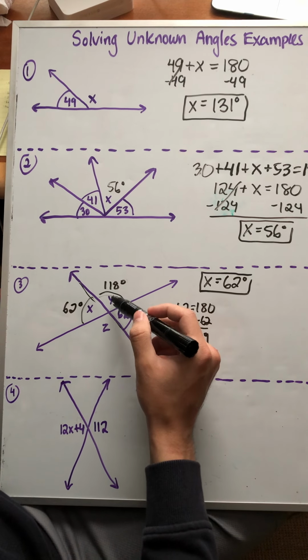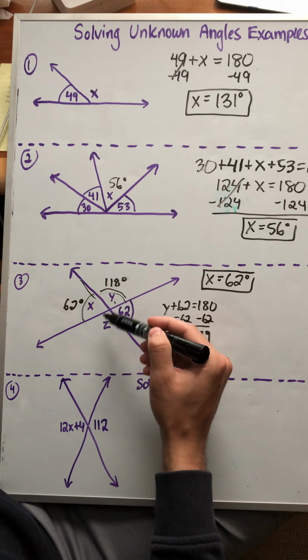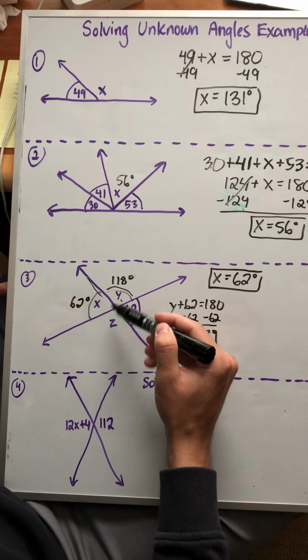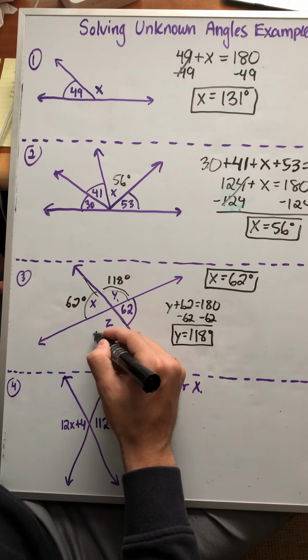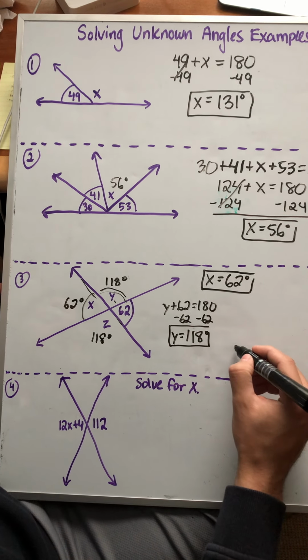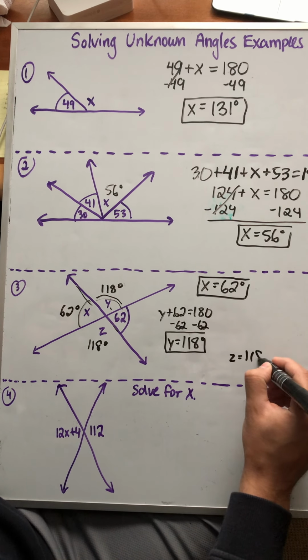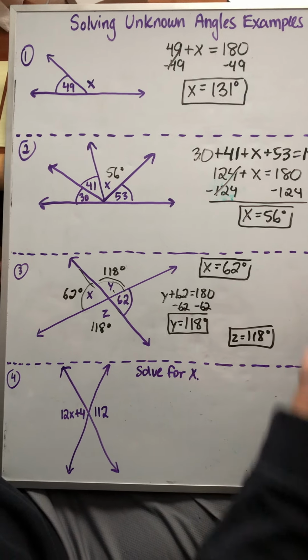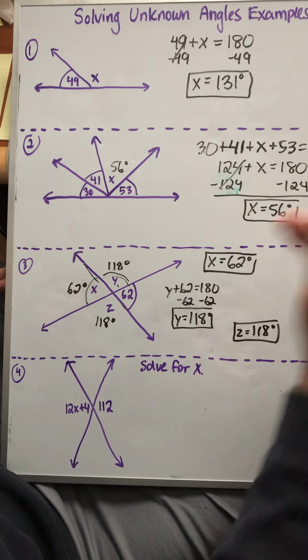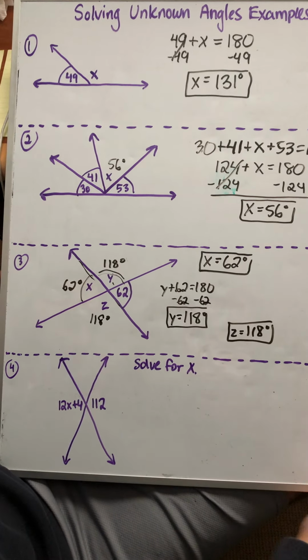If you know y, z is actually pretty easy because y and z are also vertical angles. So if y is 118 degrees, z should also be 118 degrees. So far so good, right? We have supplementary angles that add up to 180, and then we have vertical angles that are equal to each other.